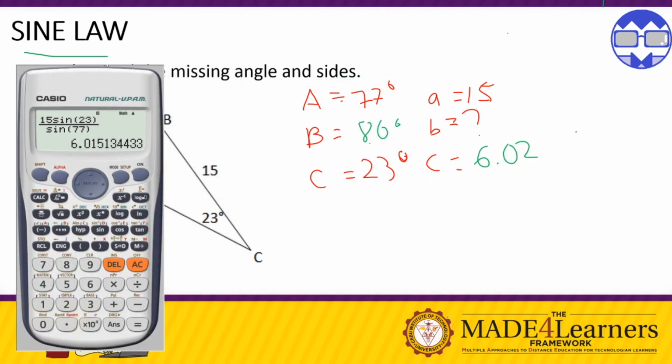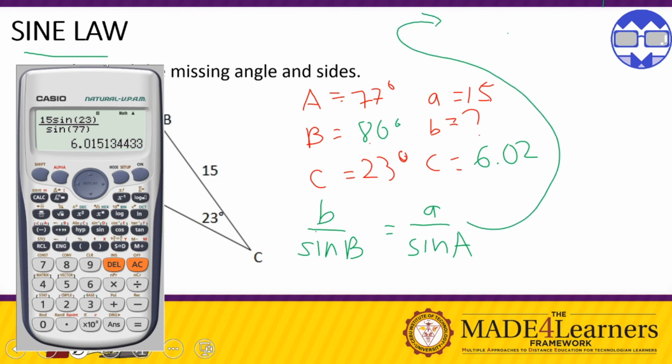Okay, so let's continue answering b. So for b, again, we can use sine law. We have b over sine B equals, so we're still going to use the given. In solving sine law, always use the given. Okay, so we have a over sine A. Using substitution, this will give us b over sine of 80 degrees equals a is 15 over sine of 77 degrees.